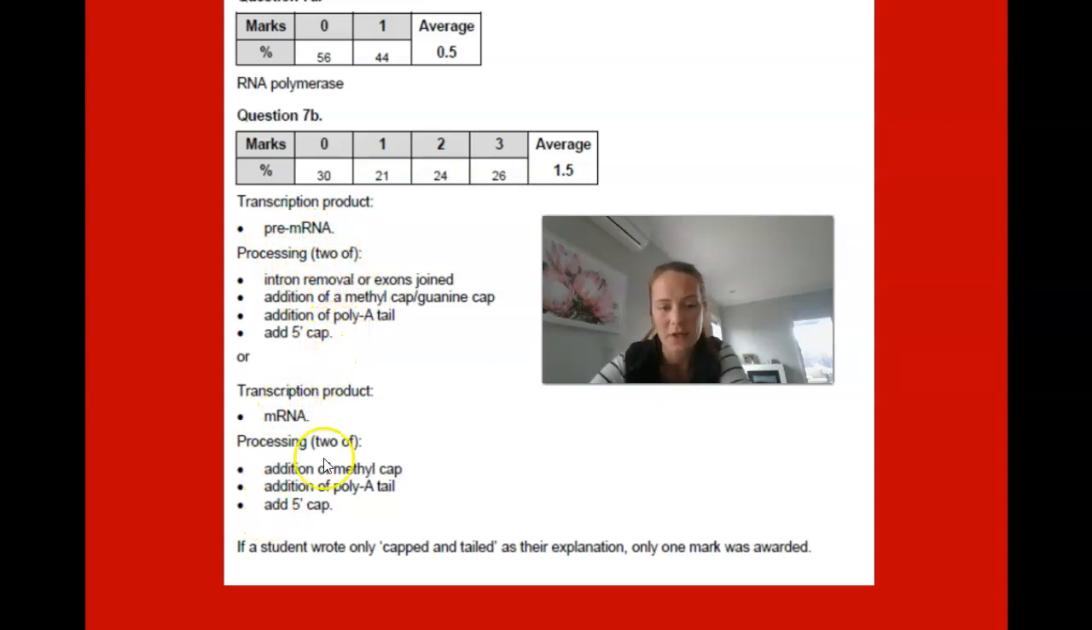I think they accepted another answer because the question might have been a bit ambiguous. But what they were really looking for in the first place was introns removed and exons joined together, which is your explanation for splicing. The addition of a 5' cap, which is the same as saying the methyl cap, and the addition of the poly A tail. So that's a good example of a set of answers that they're looking for for RNA processing.